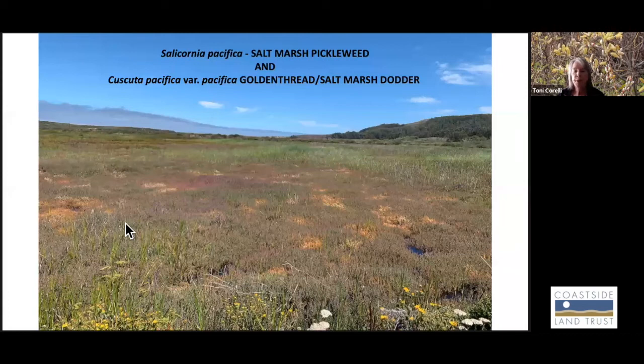This is a photo I took yesterday of the pickleweed in the marsh and the dodder flowering right now along the Butano Creek Trail. So this is all pickleweed here with the golden coloration of the dodder.